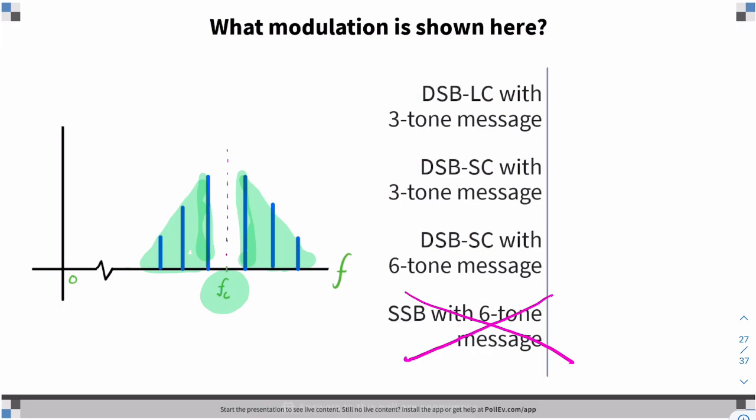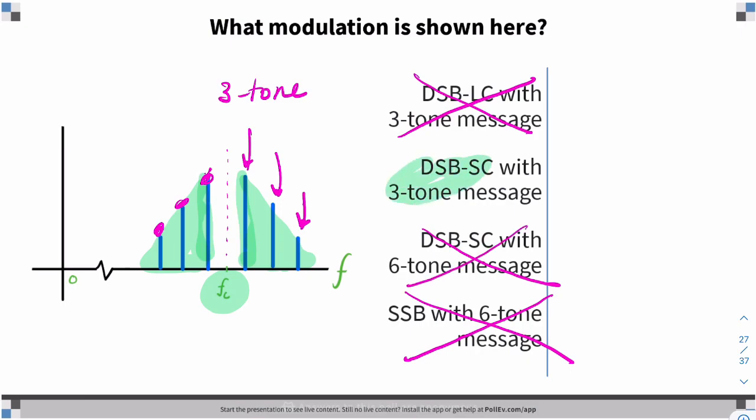Now, how many components are there? There's one, two, three. So it's a three-tone signal. We don't count these because these are simply reflections of these. So it's a three-tone DSB-SC. So we can eliminate that because there's no carrier. We can eliminate that because there's only three components. So it's a three-tone SSB. Sorry, three-tone message DSB.